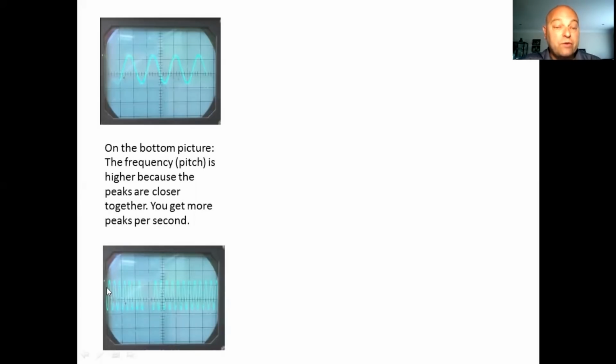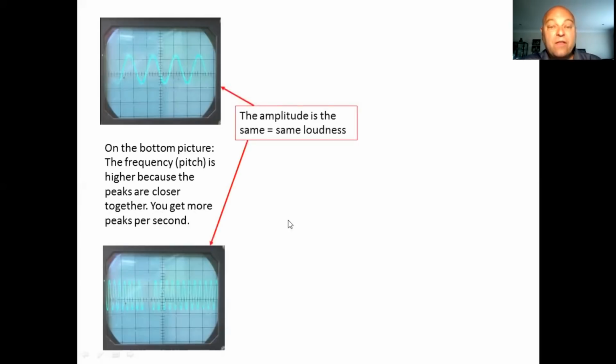So here are the things you should have noticed then. Look at these two diagrams here. On the bottom one, the frequency, the pitch, that's how high it is, is higher because the peaks are closer together. You can see here, these peaks are very close together compared to much more spaced out on this one. You get more peaks per second. The amplitude, that's how loud it is, is the same. You can tell that because they both go up about 1.5 and down 1.5 squares. The same here, up and down 1.5 squares.